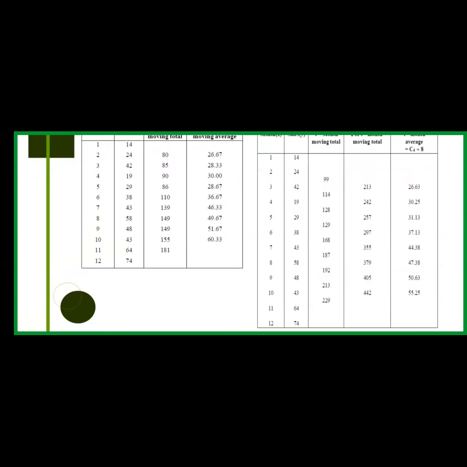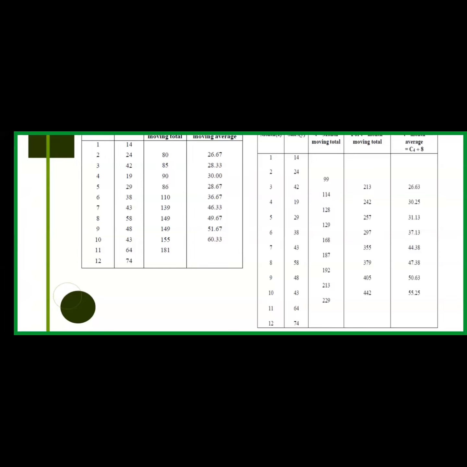So now the last one, let me tell you how they got the last figure in the moving total. It is 229, right? Yes. 229. So do 48 plus 43 plus 64 plus 74. That is 229. You can see where they got 229 now.